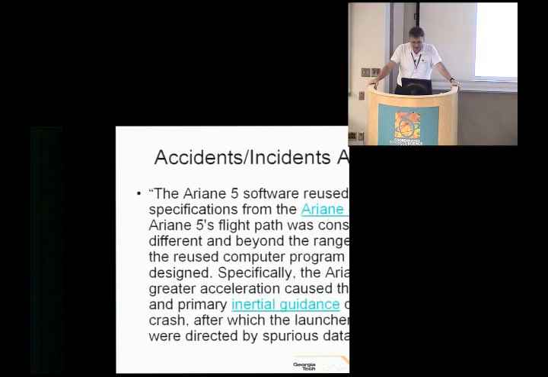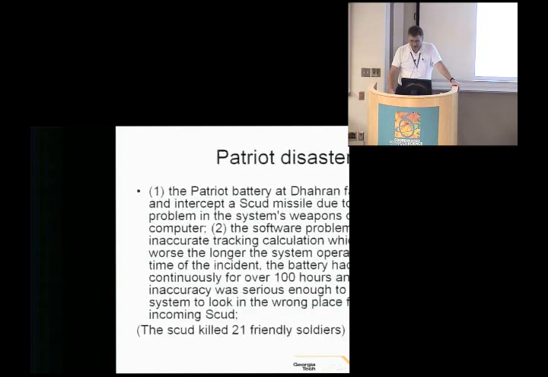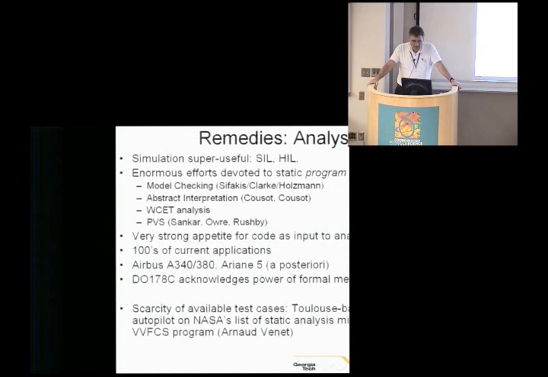Iron 5 had a problem of its own. And then the Patriot, also due to a floating point computation error, ended up killing its own rather than the other guys, and actually the other missiles. So what kind of remedies do you have for addressing these failures?